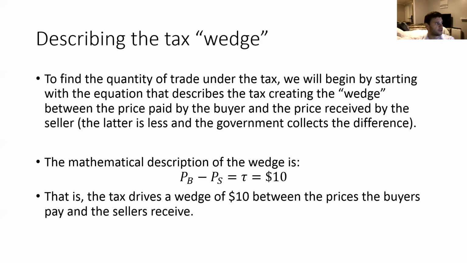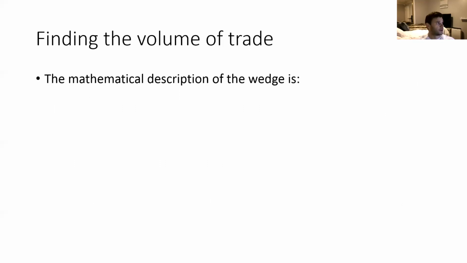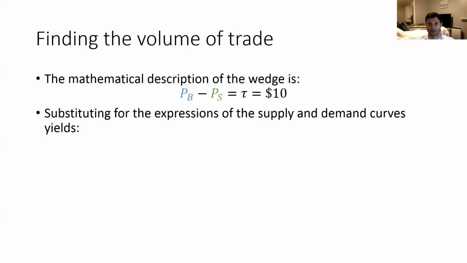And we're now going to substitute out for P's in terms of Q in order to solve for the volume of trade. Okay, so again, starting with the wedge, I have the price that the buyer is paying in blue, price the seller is receiving in green. And remember what the demand curve equation was for PB. It was PB equals 100 minus Q. So I can go ahead and substitute that demand curve equation in for the blue PB. And PS was just equal to Q along the supply curve. So when I make that substitution, the above equation becomes the following.